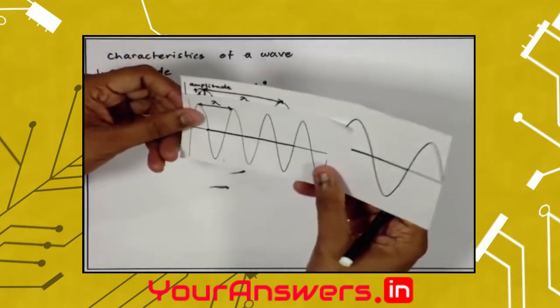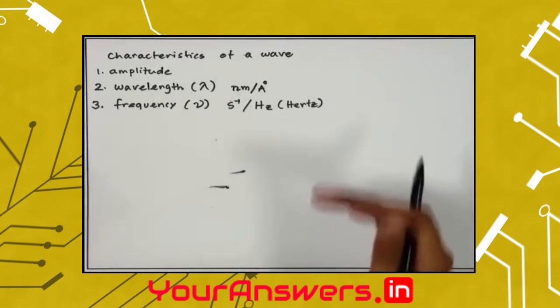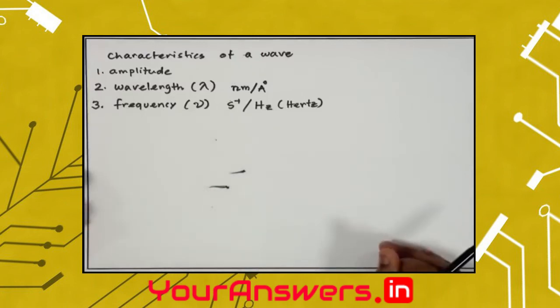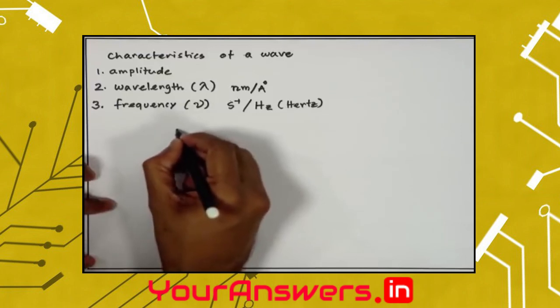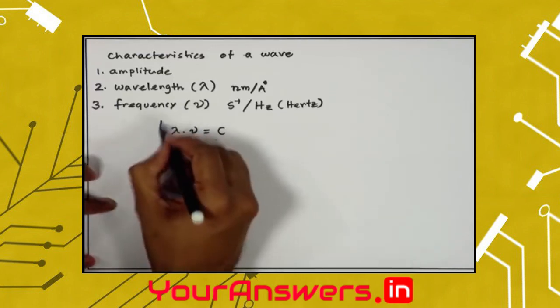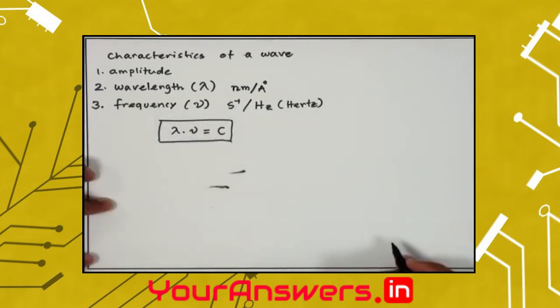And the proportionality constant between wavelength and frequency is actually given by the speed of light, because, since they are electromagnetic waves, both the waves are going at the speed of light. So, we have this relation, lambda into nu is equal to c, which is the speed of light, which is a constant. This is a very important relation.